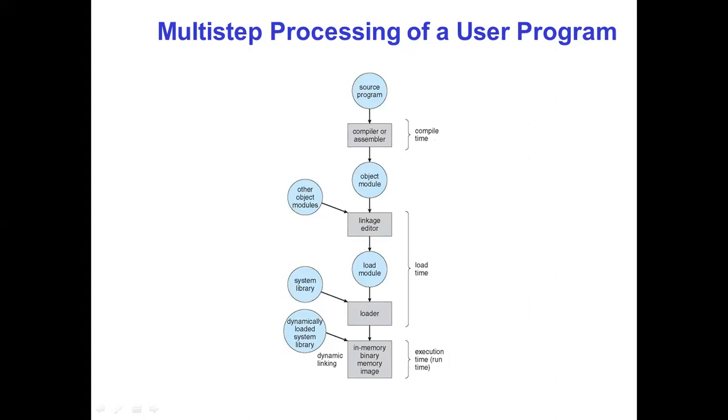So this is called the multi-step processing of a user program, that is, how the user program is going to be processed. This is the procedure for that. There is an involvement of a number of steps, so it is called multi-step: how it is going to be compiled or assembled, how we will use the linkage editor or loader, and then it will come to the CPU for processing.